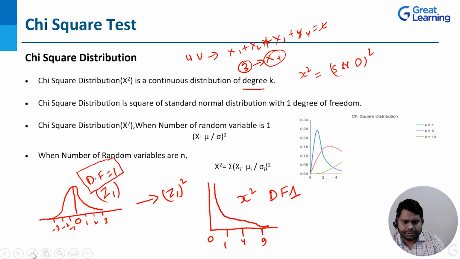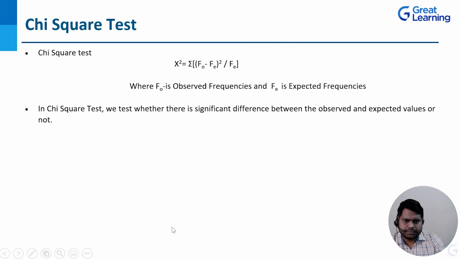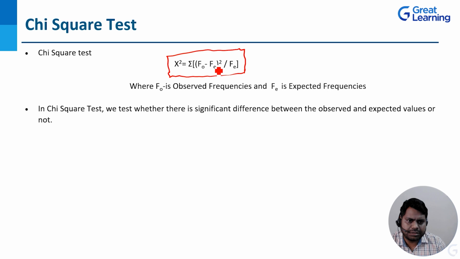Let me erase this. So what we can say is that chi-square is the observed frequency minus the expected frequency, squared, divided by the expected frequency. So we can also say that the test statistic for chi-square test is z square, which is equal to summation of (f of o minus f of e) square divided by f of e. Let's move on to the next slide. Before that, let me remove this.